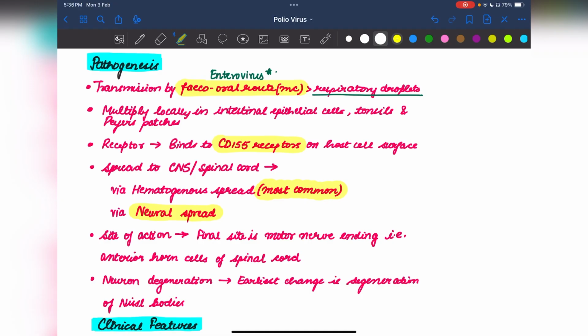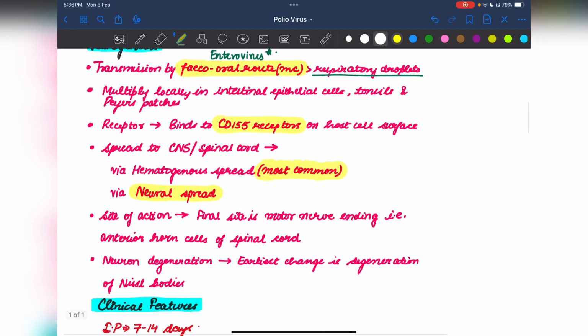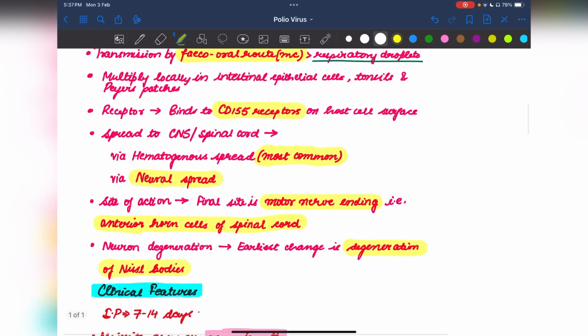The site of action is the motor nerve ending. See, it has to cause acute flaccid paralysis, so it will go and act on the motor nerve endings, the final endings of the motor nerve. That means it will be affecting anterior horn cells of the spinal cord. Now coming to neuron degeneration, it will also cause neuron degeneration, and the earliest change that we will see in the neurons will be the degeneration of Nissl's bodies.